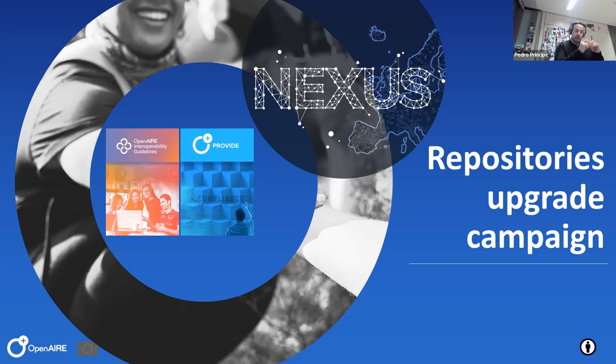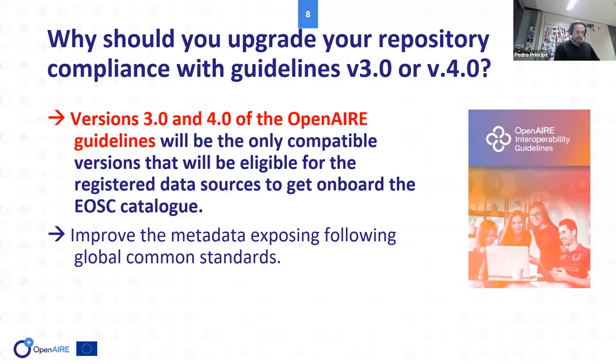As we did this update, we also slightly delayed the beginning of this upgrade campaign because of the changes that we were doing in the Provide dashboard. We are doing this campaign because we have a big amount of repositories and data sources that are compliant with the basic guidelines that we had, like since Driver or 2.0, when we only aggregate a set of content from your repository. So version 3 and version 4 of the OpenAIRE guidelines are the ones that are critical in the European Open Science Cloud ecosystem. So this is why we are pushing for this. This is why it's more urgent, let's say.